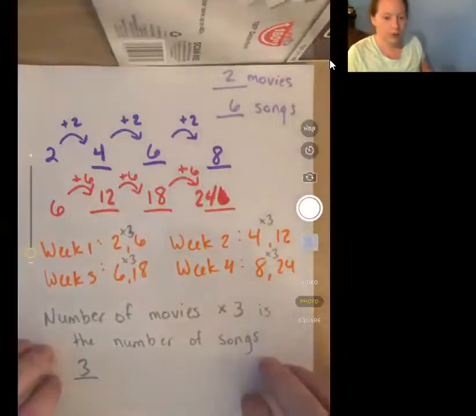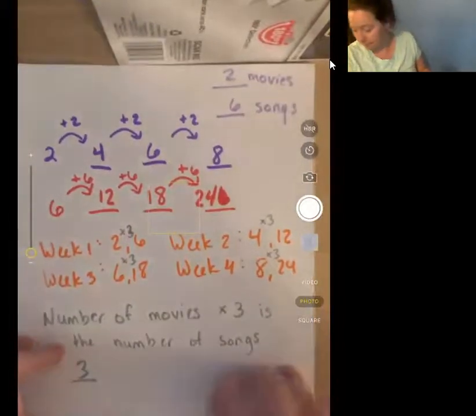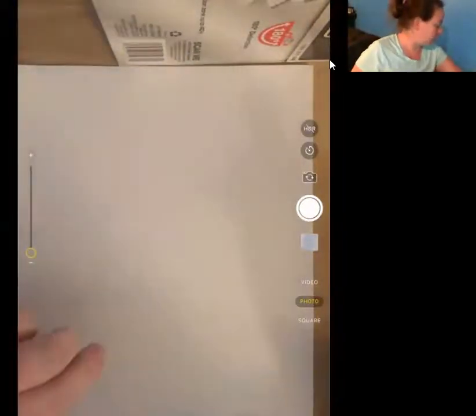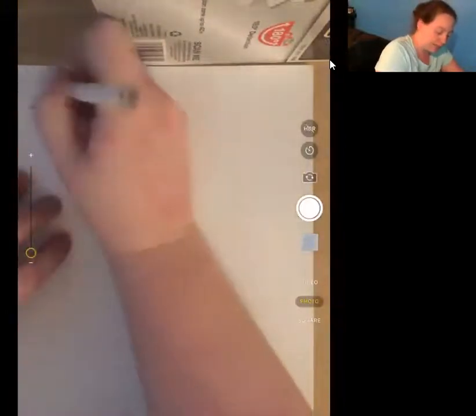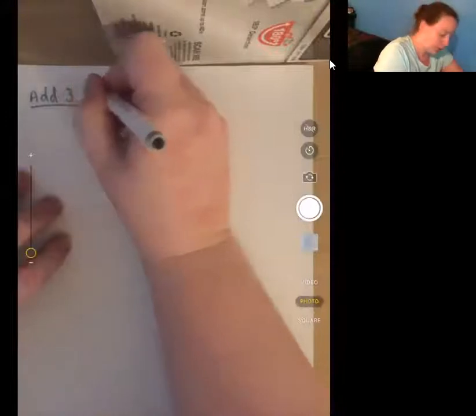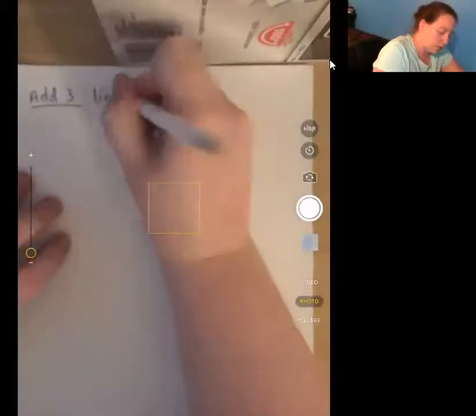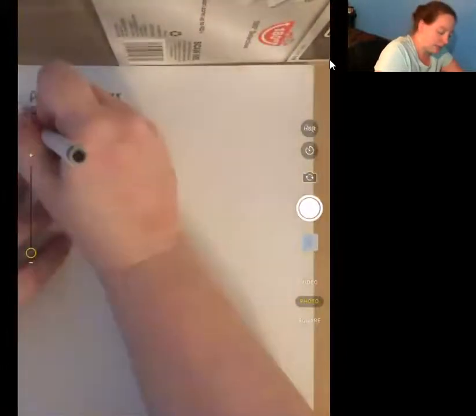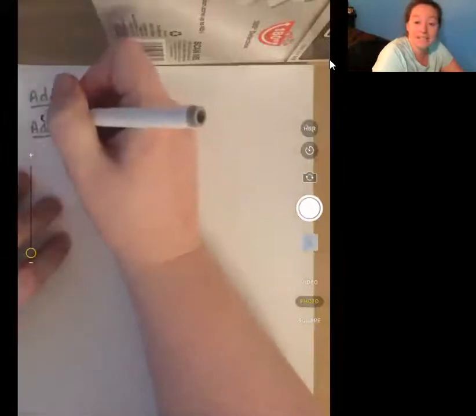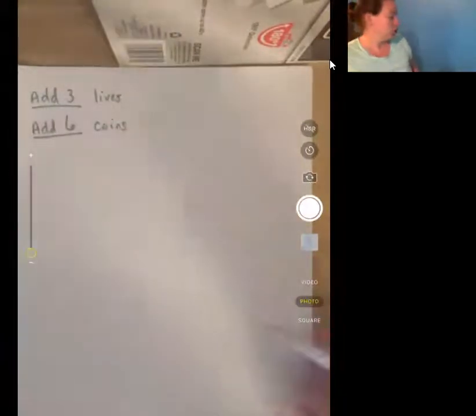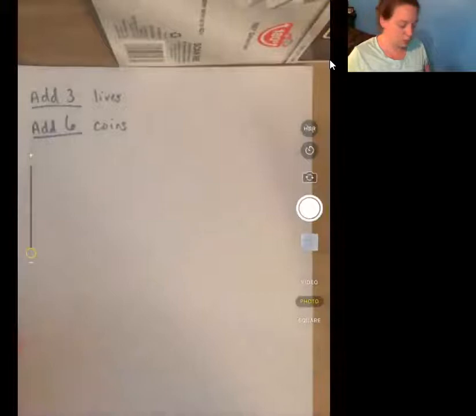So I'm going on to a new piece of paper. We have our rule for the extra lives is add. Each time they get how many more? They get 3 more for the lives. For the extra coins, every time we add 6, add 6 coins each time. So what did we do?